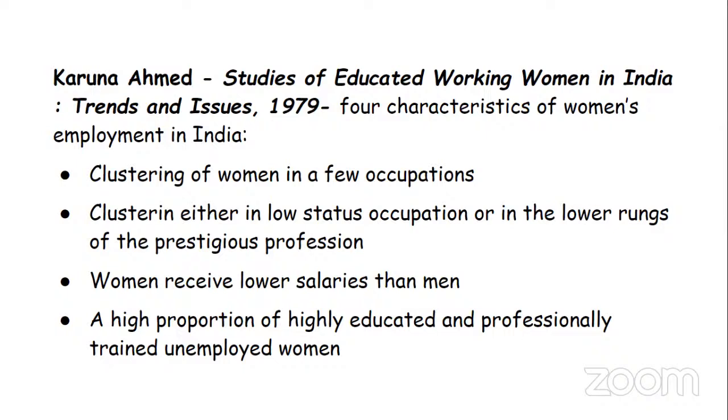Then another one is a high proportion of highly educated and professionally trained unemployed women, which means that we can find a huge population of women who are highly educated and professionally trained, but still they are unemployed. Mainly because of the issues of marriage and all. Many of the women are confined to their families doing domestic jobs, even though they are highly educated and professional. So in India, there is a high proportion of highly educated and professionally trained women who are unemployed. These are the 4 characteristics of women's employment in India identified by Karuna Ahmad.